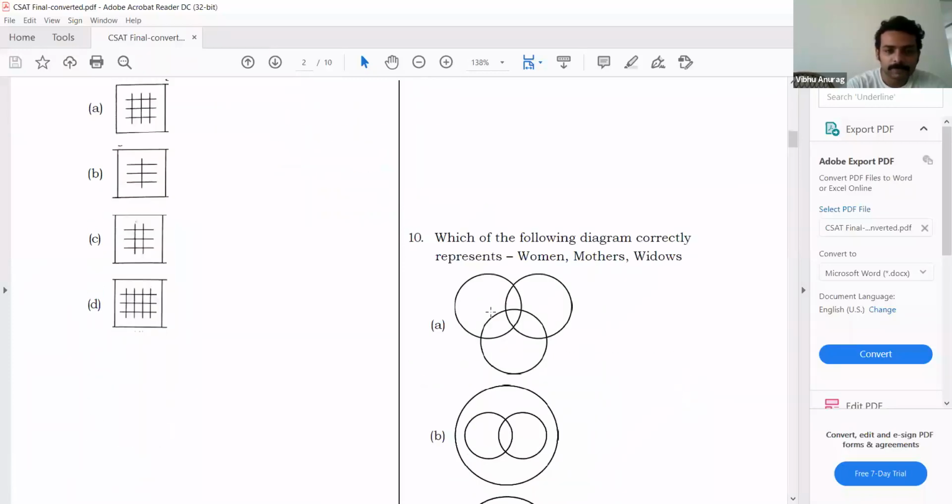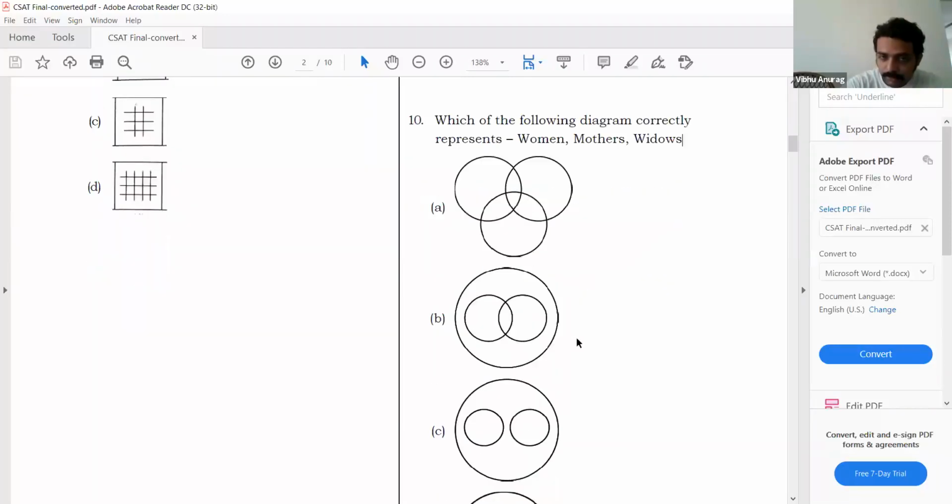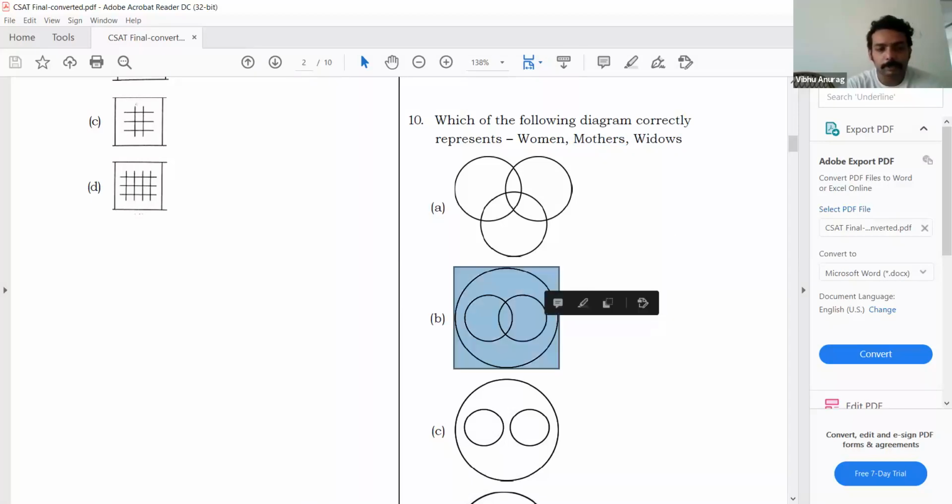Okay. And then see the 10th one. Which of the following diagrams correctly represents women, mothers, and widows? Now see, mothers and widows both are women. So it's either B or C. Is there a possibility of an overlap between mothers and widows? Like, can a mother be a widow or can a widow be a mother? Yeah. So B is the answer. 10th is B.